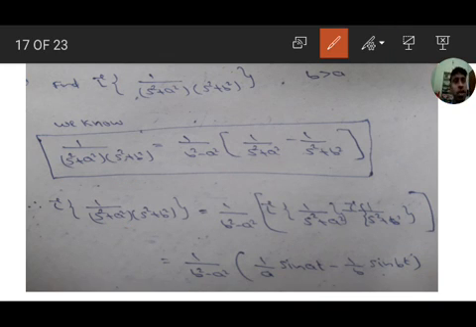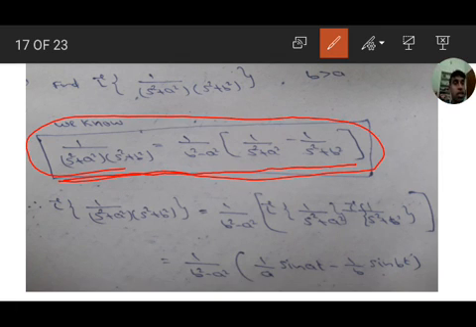It is direct to use the formula: 1 by (s square plus a square)(s square plus b square) equals 1 by (b square minus a square) of (1 by (s square plus a square) minus 1 by (s square plus b square)). It is already separated using partial fractions. It is a well known result in partial fractions, so remember this result. Using this result, substitute in this one and apply the inverse Laplace transform.